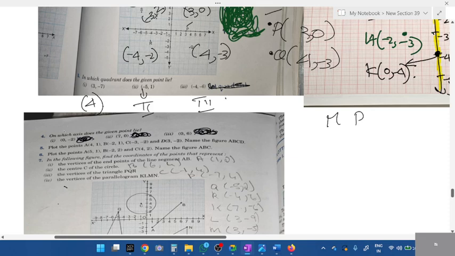The x value is 0, so it lies on the Y-axis. Second one, third one, Y-axis. If they give 0 comma 0, axis or origin? Origin, very good. Next. Plot points, they'll give you 4 points like this. You have to plot, connect and name the figure.